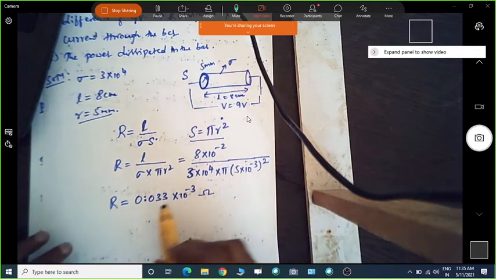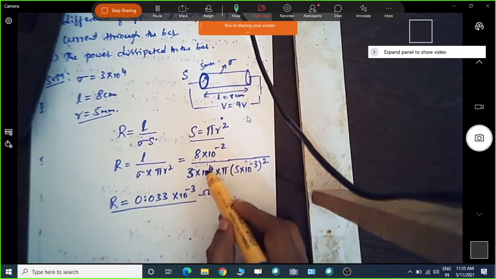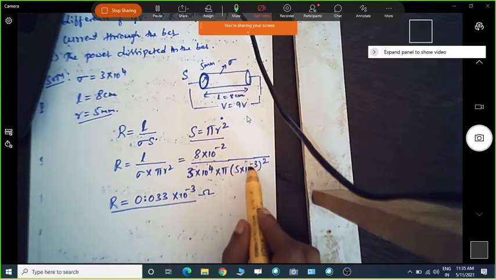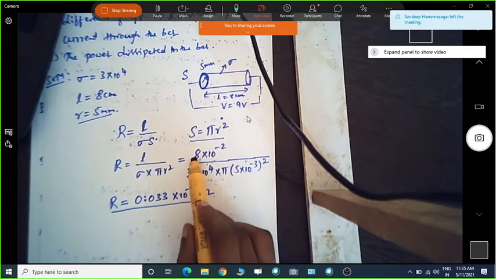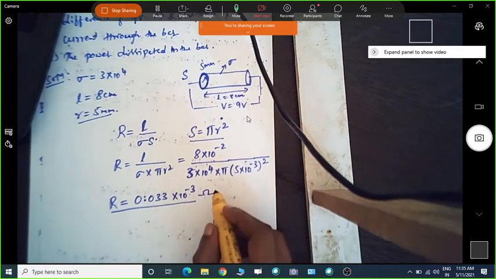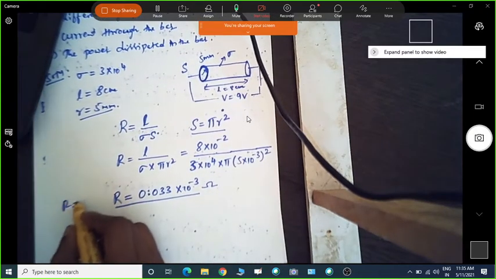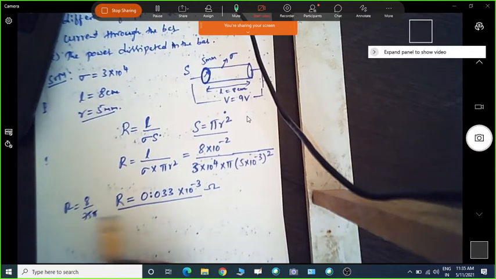So everybody got this one? Here 10 power minus 6 in the numerator and 10 power minus 6 in the denominator get cancelled. So we are only left with 8 by 3 into 25 pi. So that is 8 by 75 pi. So we'll be getting this much.